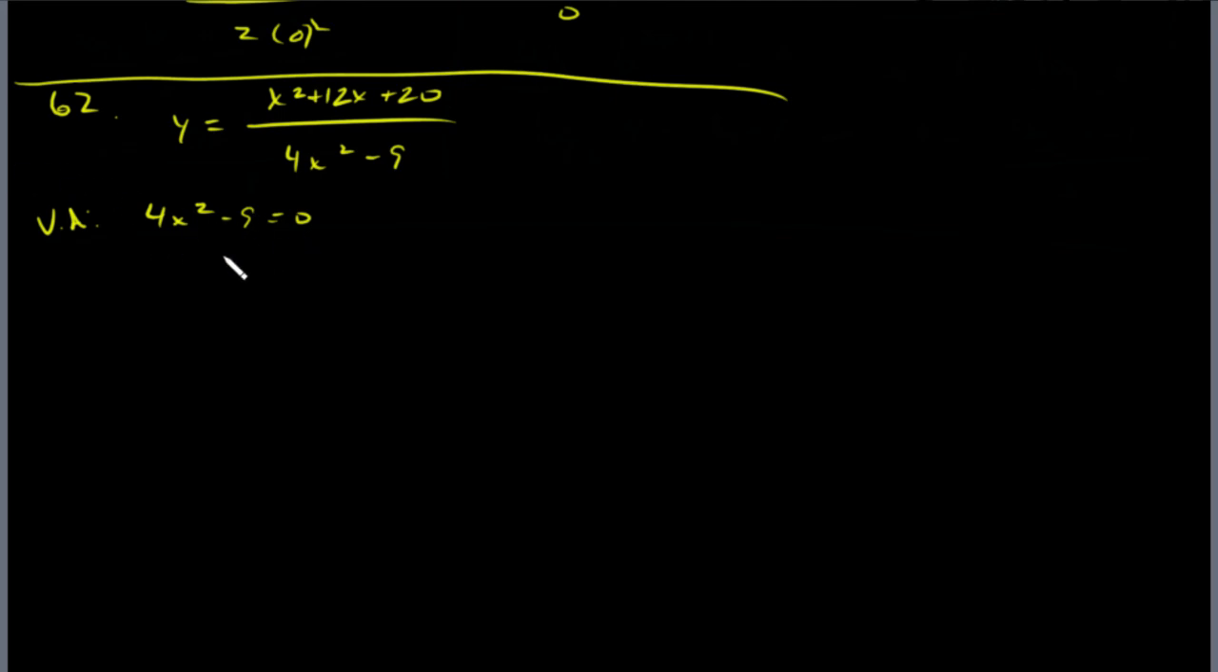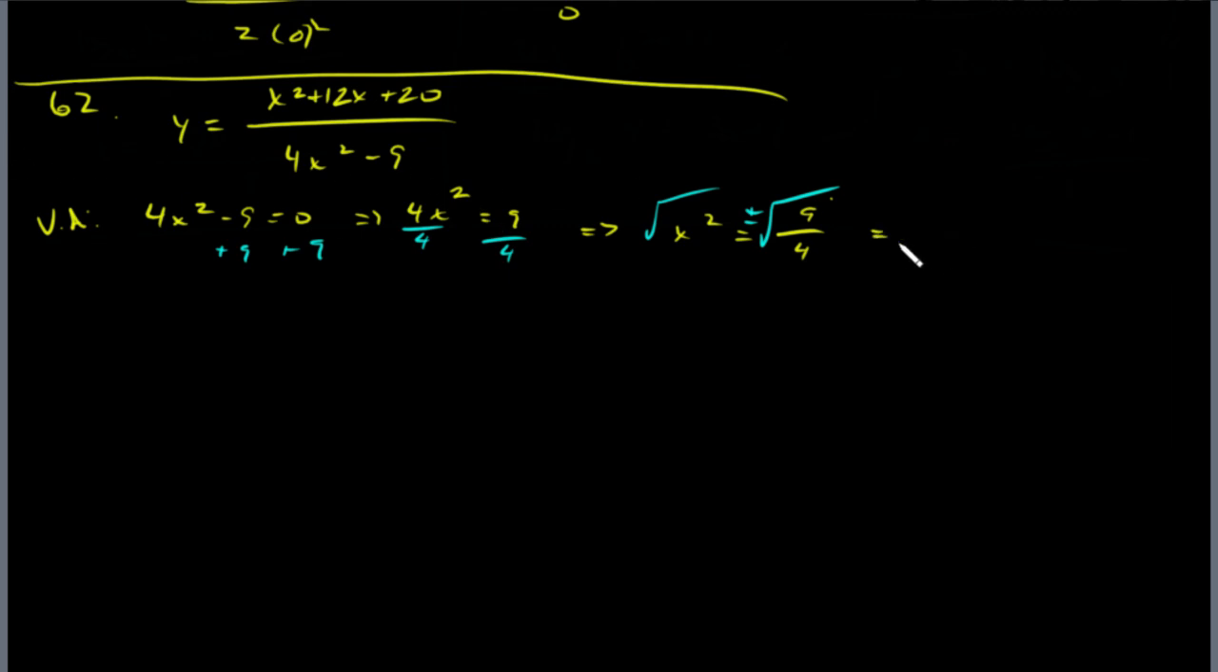Well, your steps for solving are to add 9, and you're going to get 4x squared equals 9, and now you have to divide by 4, and so you're going to get, forgot my squared. You get x squared equals 9 over 4. And then here, to get rid of the square, you need to square root. And you remember the plus or minus square root.